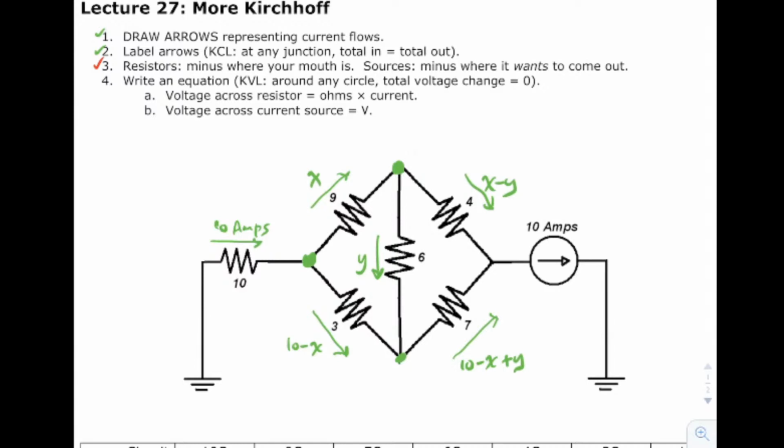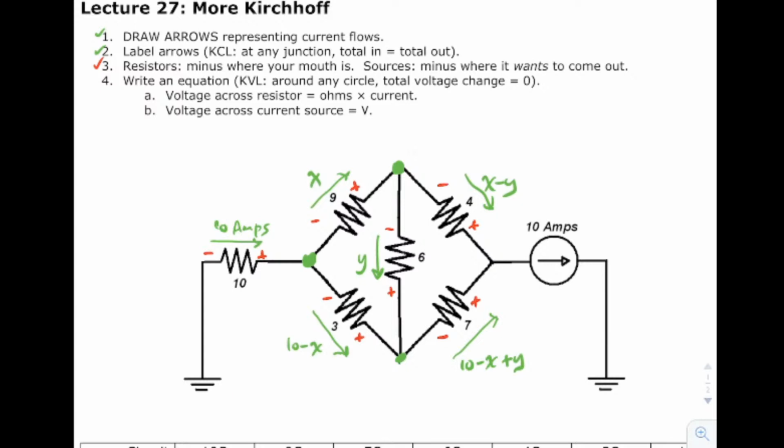On a resistor, put the minus where the mouth is. All the way around. All those resistors get the minuses where the current enters.